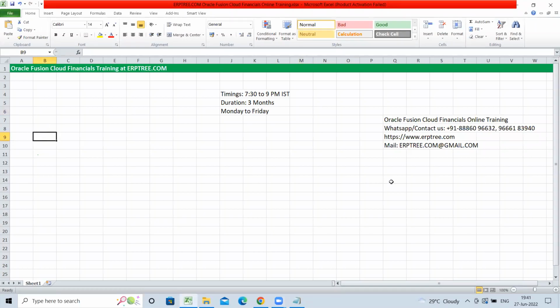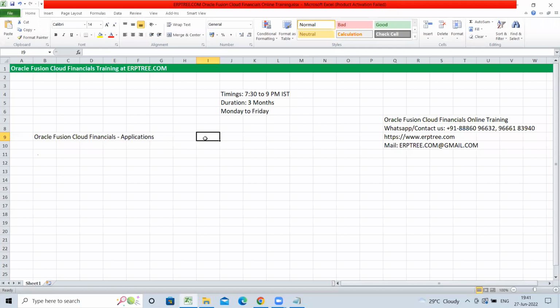Fine. So the course we are going to discuss is Oracle Fusion Cloud Financials. Here we are going to learn applications. The course name is Oracle Fusion Cloud Financials. In this course, we are going to learn financials. The financials we are going to learn, we learn in terms of applications. So we are going to learn Oracle Fusion Cloud Financials applications in this course.